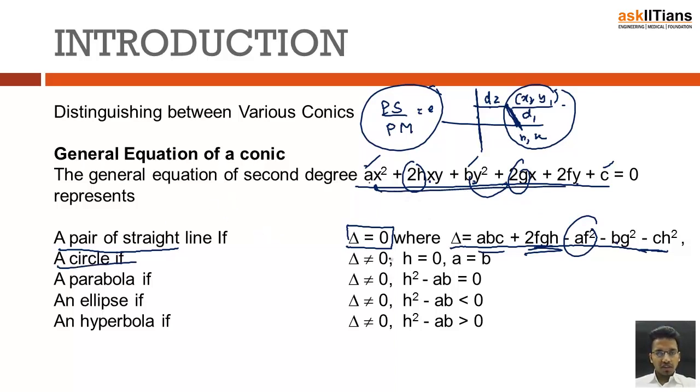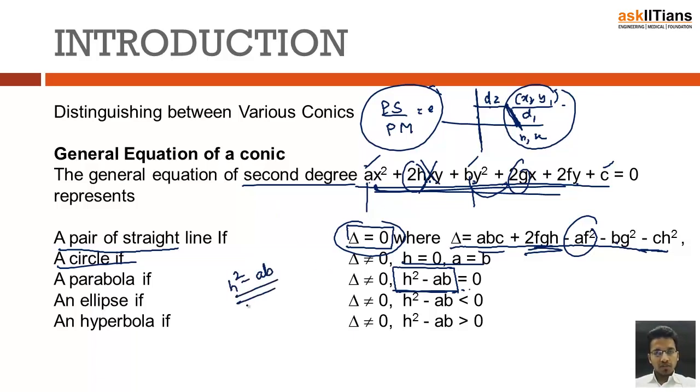It will represent a circle. Clearly for a circle there is no xy term, only h should be equal to 0 and a and b should be equal, that everybody of us knows. For a parabola, h square minus ab. Now this is something important to remember, that for a parabola h square minus ab should be equal to 0. If any conic is given in terms of a second degree equation, first you will need to check delta, whether it represents a pair of straight lines or not. If not, then check this quantity h square minus ab. Now this will be more clear once we do one example based on this.